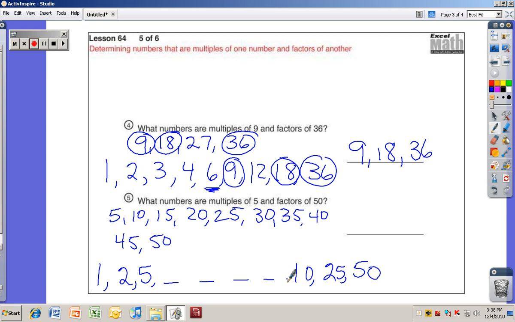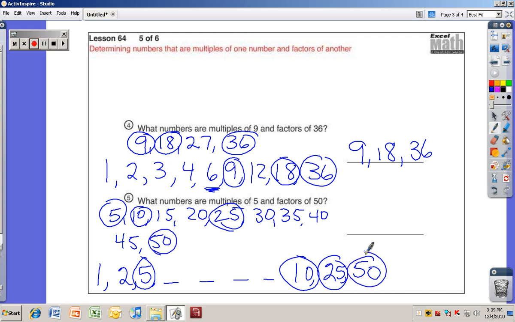The intersection here, we have 5, 10, 25, and finally 50. So that's your answer, 5, 10, 25, and 50. That's the end of your lesson. Thanks for watching.